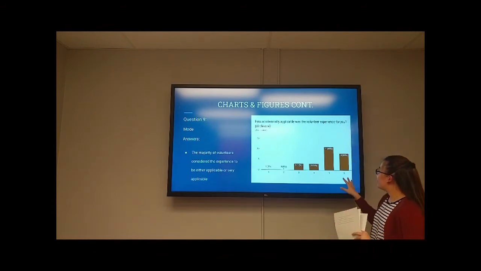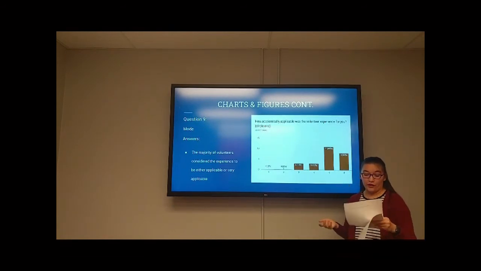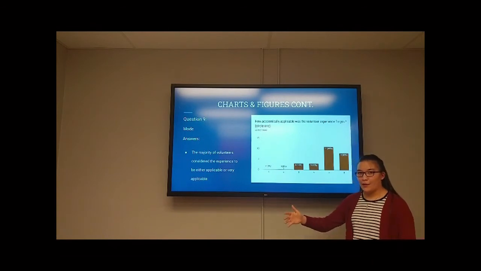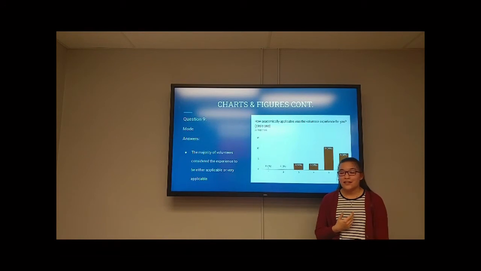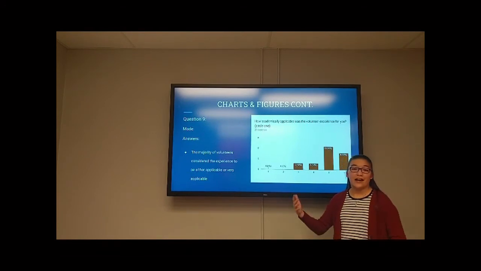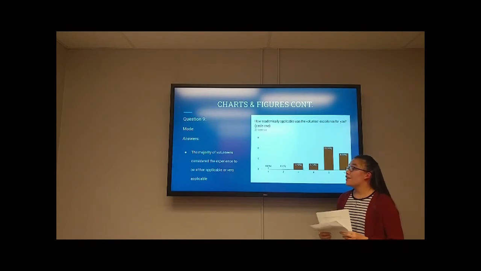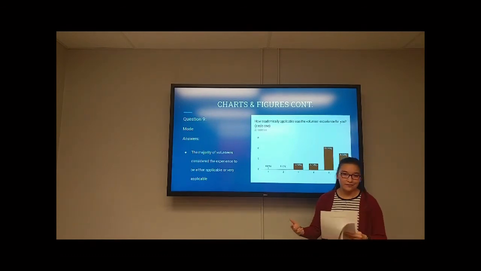For question nine, we asked how academically applicable the volunteer experience was for them. So 19 individuals answered that the experience was either applicable or very applicable to their academics. So this is very helpful because they are actually getting a lot of information and a lot of experience out of this, regardless of whether or not they are doing this for a class or not.